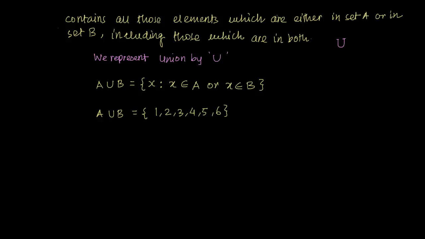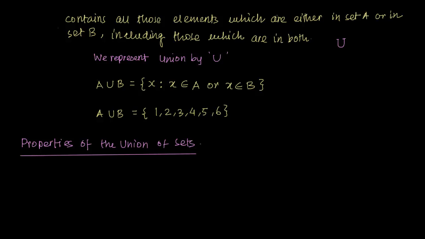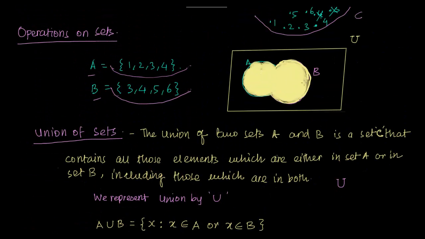Now, there are certain properties of the union of the sets, right? The first property is that the union is commutative. So A union B is B union A, right? This is called the commutative law. Okay, fine. You can actually see that either I do the union of A with B or union of B with A, I'll get the same thing, right?